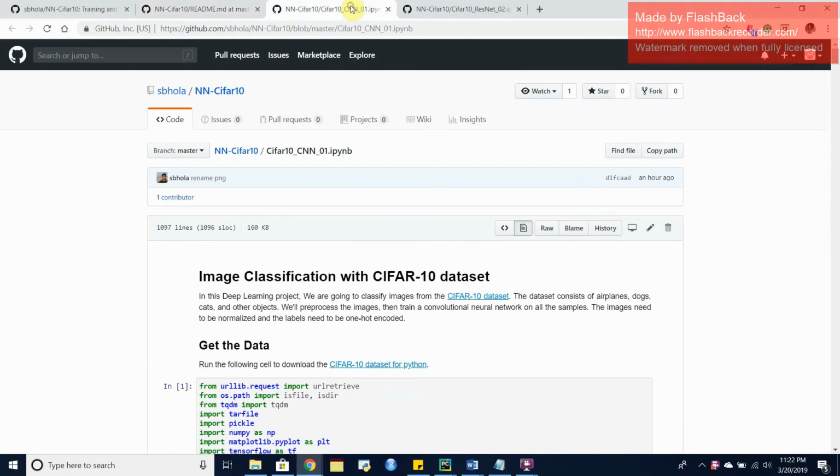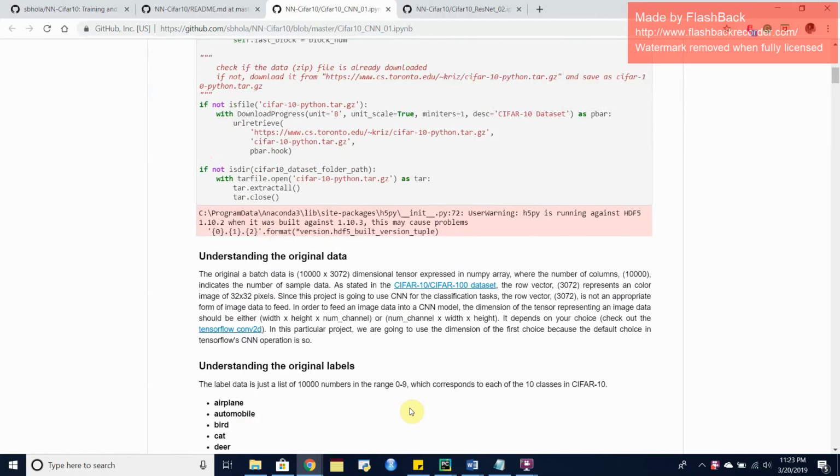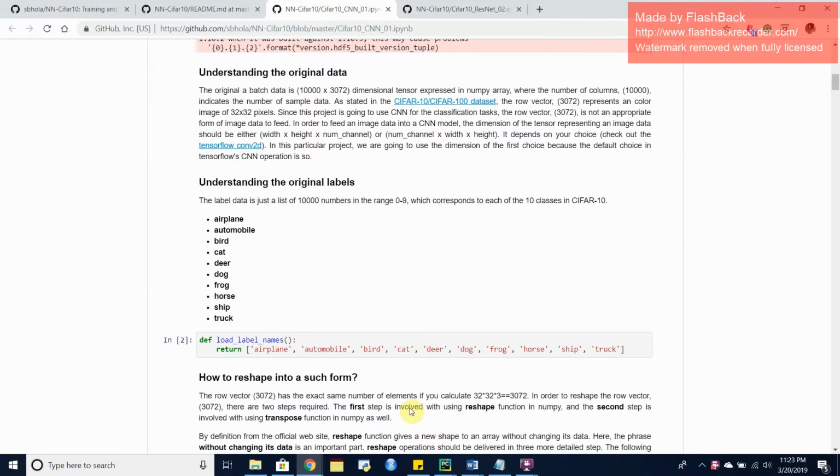The CIFAR-10 dataset is one of the most widely used datasets for image classification. It consists of 32 by 32 pixel images. The label data corresponds to one of the 10 classes such as airplane, dog, cat, etc.